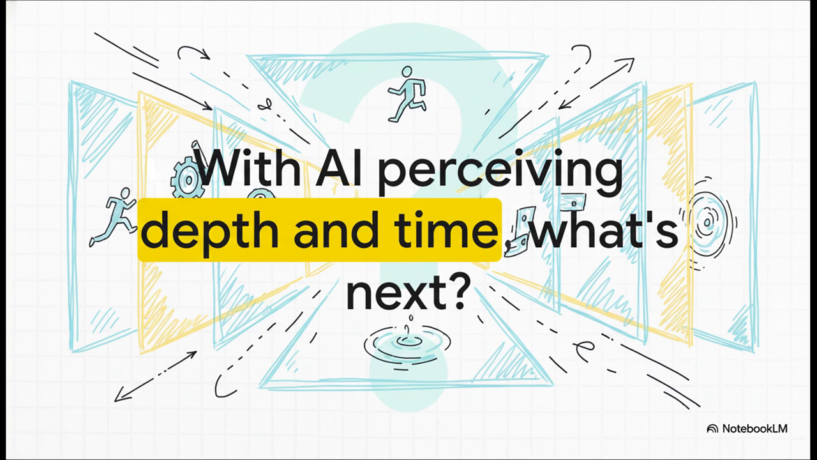It's no longer just looking at flat postcards of the world, it's finally watching the movie. It can perceive depth, motion, and change over time. This opens up an entirely new frontier for discovery, which leaves us with one big question. Now that AI can really see our world, what incredible challenges will it solve next?